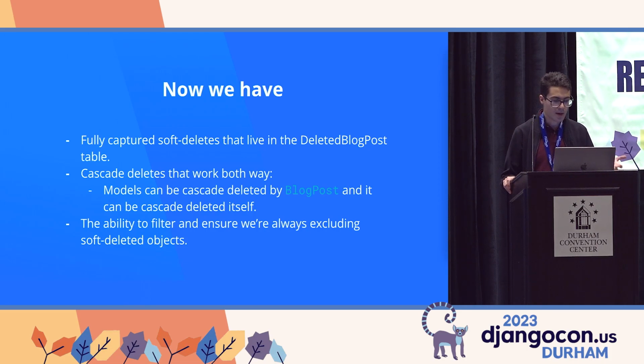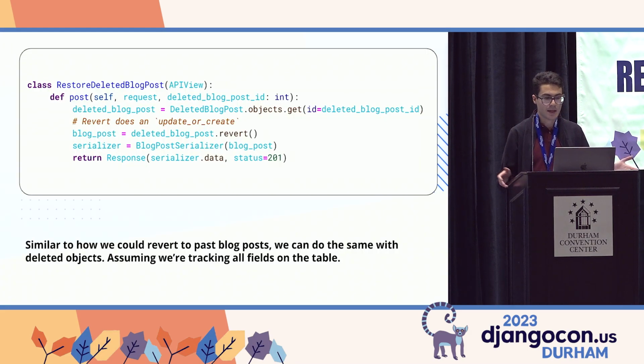Basically, just what I mentioned here: cascade deletes that work both ways, and the ability to make sure we're always excluding soft deleted objects. And now we can even create a simple endpoint to restore a deleted blog post, like we had with reverting to a previous blog post. We can just grab the deleted blog post. Revert does an update or create, so in this situation, we're just going to be creating a new blog post here. And then we can serialize this and return the data. And there you go.